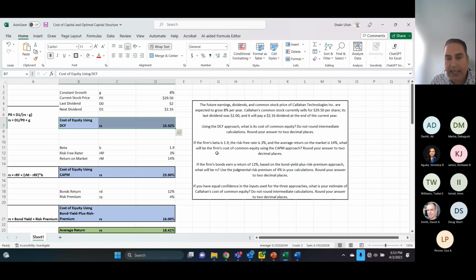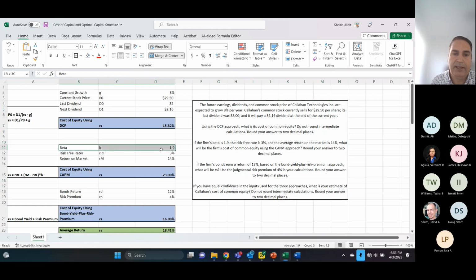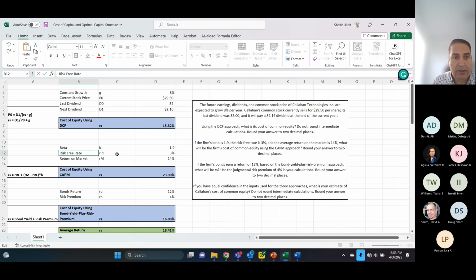Okay. Then they have also given us some further information about the stock. If the firm's beta is 1.9, the risk-free rate is 3%, and the average return on the market is 14%, what will be the firm's cost of equity using the CAPM approach? Here they have given us all the information for the CAPM equation. We have the beta, 1.9, the risk-free rate, and the market return. We can use this information to find the cost of equity using the CAPM equation.